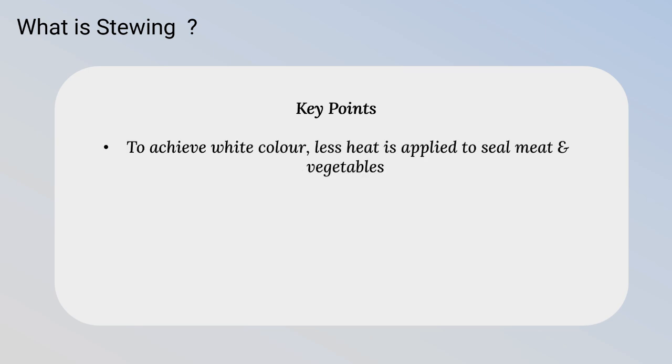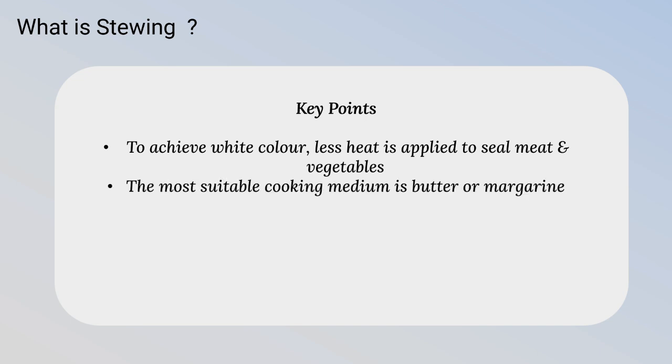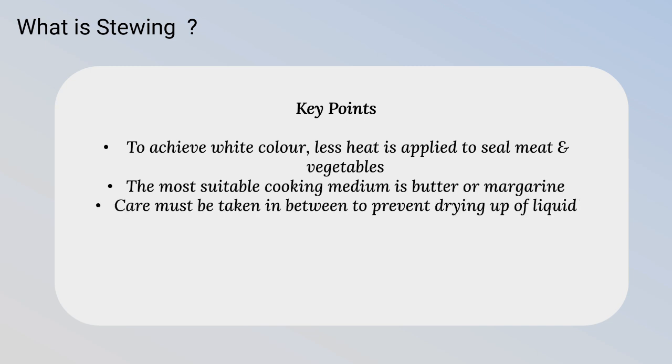Some more key points for you. To achieve white color, less heat is applied to seal meat and vegetables. For getting a white colored stew, the same process of sealing can be used. But in this case, the heat will be on the lower side, so that the meat does not by chance develop any color while sealing, neither the vegetables. The most suitable cooking medium is butter or margarine, not the oil. Oil actually floats on top. Care must be taken in between to prevent drying up of liquid.